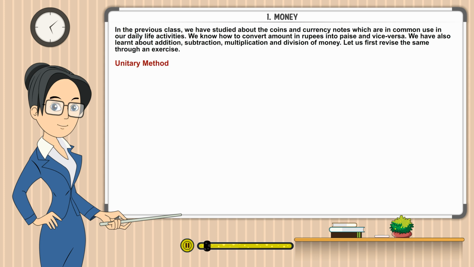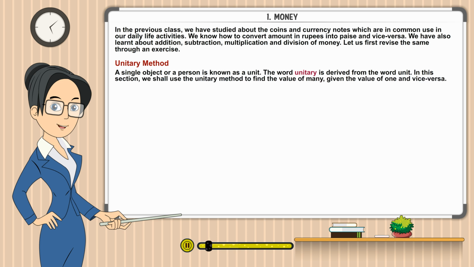Unitary method. A single object or a person is known as a unit. The word unitary is derived from the word unit. In this section, we shall use the unitary method to find the value of money given the value of 1 and vice versa. How to find the value of many? To find out the value of many, when we know the value of 1, we multiply.